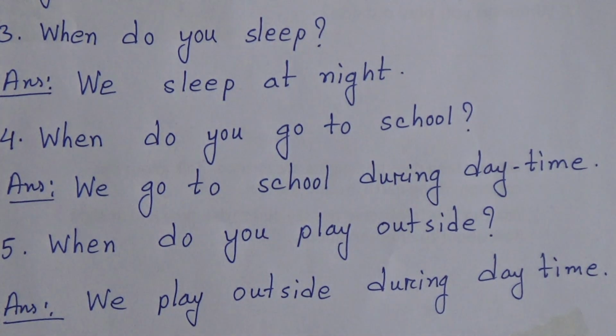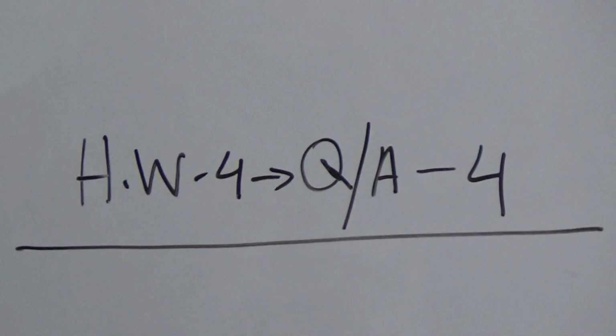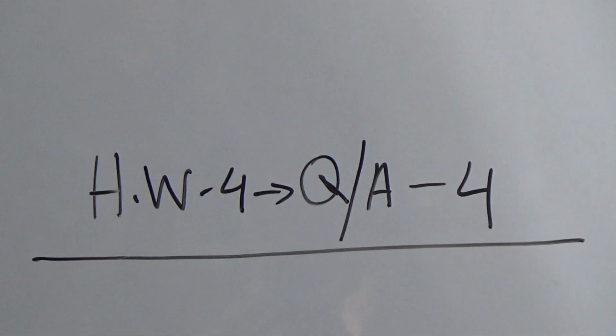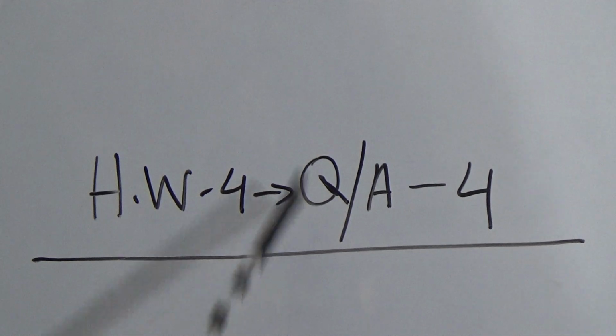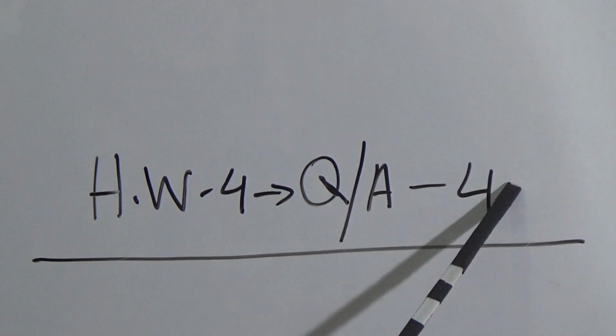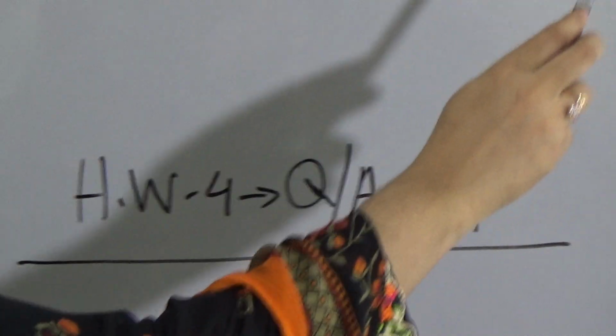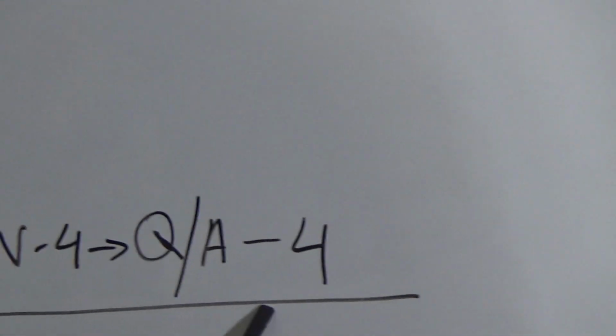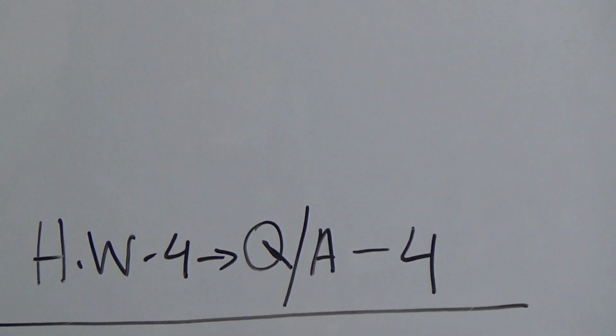Students, now I have finished my today's topic. Now I will give you HW. Students, here is our HW. This is number 4 HW, and your HW will be question answers. Here are a total of 5 questions and answers, and your HW will be 4 questions and answers.